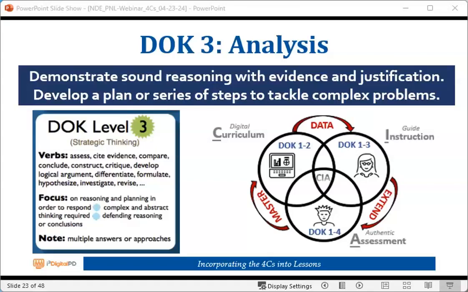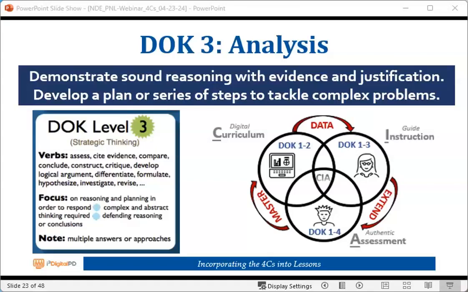Notice some of the focus there. It's on reasoning and planning in order to respond. It's about complex and abstract thinking is required. It's not just, oh yeah, think about that a little bit. No, it's truly required. We want the kids to get to a deeper level.